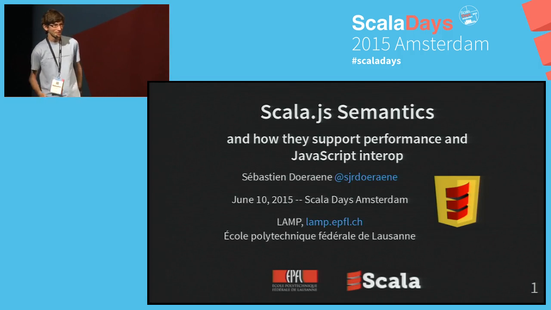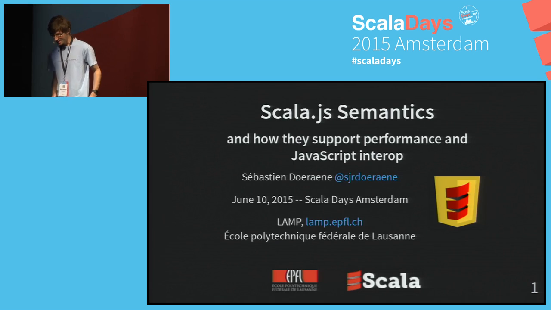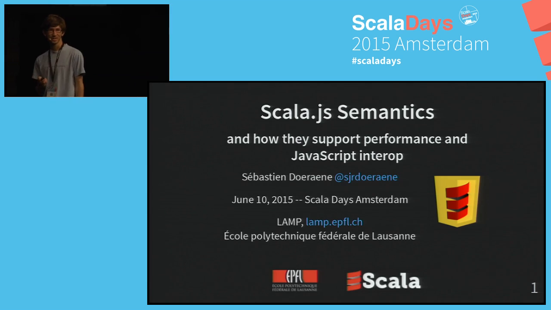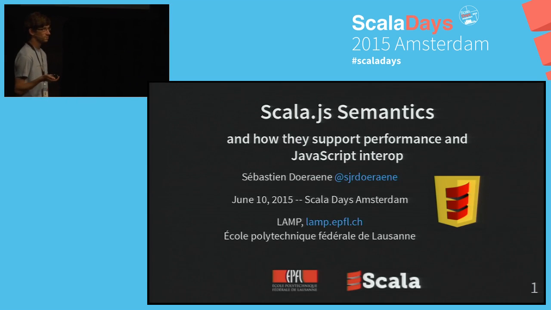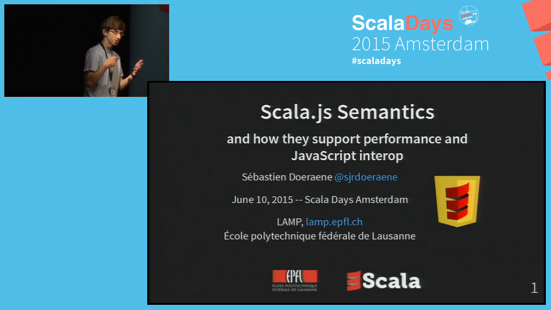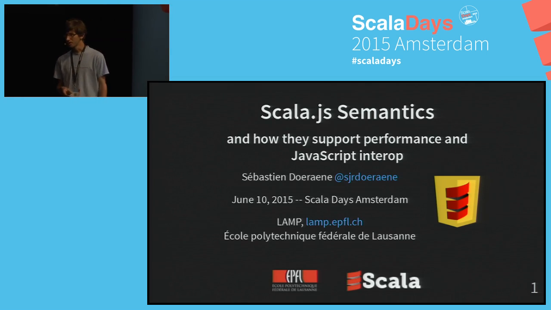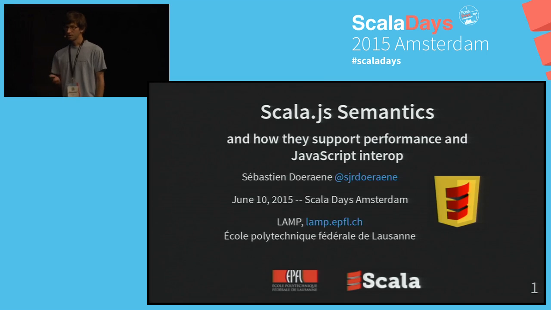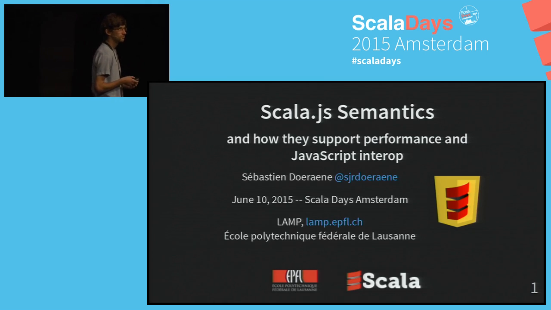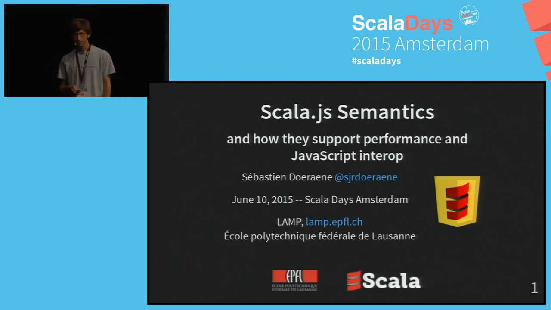So welcome. Thank you all for coming to this talk, which is going to be about Scala.js and specifically its semantics, in the sense that it's fundamentally a dialect of Scala. It has some specific semantics that differ from, or are in addition to, Scala on the JVM. And I will focus on the aspects of these semantics that support good interoperability with JavaScript libraries, code, the DOM, but also your own code.